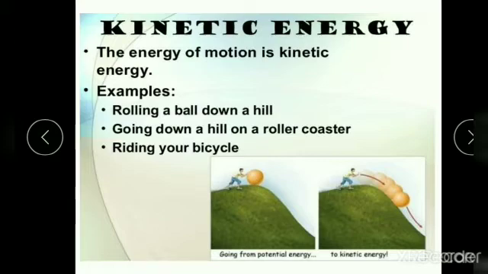So we can define it as the energy possessed by a body by virtue of its motion. Kinetic energy is nothing but the energy of motion. For example, rolling a ball down a hill. When it is moving, it will have moving energy. Going down a hill on a roller coaster, it will have kinetic energy. All moving objects will have moving energy. This energy of movement we call kinetic energy.